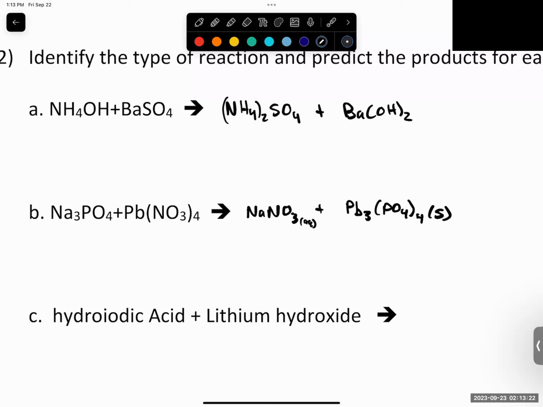Well, these are both ionic compounds, right? Sodium nitrate and lead phosphate. They're both ionic compounds, but we know that this is the solid because we know phosphates are generally going to be insoluble, and lead with a +4 charge is not an exception to make it soluble. So because that's the case, that's going to precipitate out of solution. That makes sense? Cool.